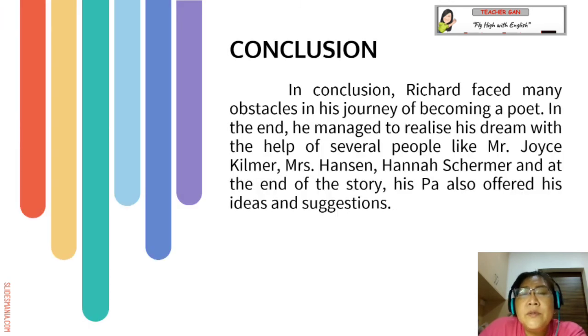So we have come to the last paragraph, which is paragraph 5, the conclusion. You can write, in conclusion, Richard faced many obstacles in his journey of becoming a poet. In the end, he managed to realize his dream with the help of several people like Mr. Joyce Kilmer, Mrs. Hanson, Hannah Schirmer, and at the end of the story, his pa also offered his ideas and suggestions.